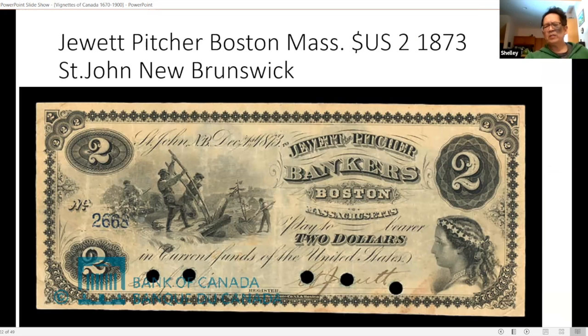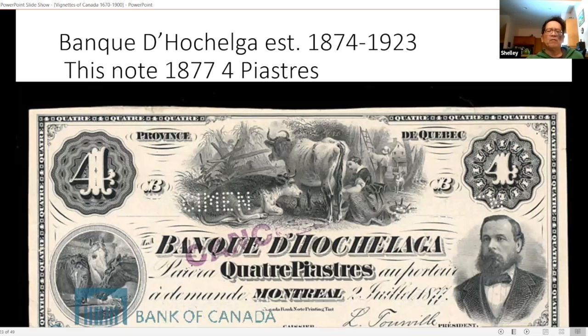This banknote is from Quebec. Again, we have 4 piastres. If you look at here, it's quite interesting because there's no mention of Canada, the province of Quebec. This bank was a leader in the Montreal area at this time period from 1874 to 1923. Again, you have horses here and then the president of the bank in the right-hand corner.